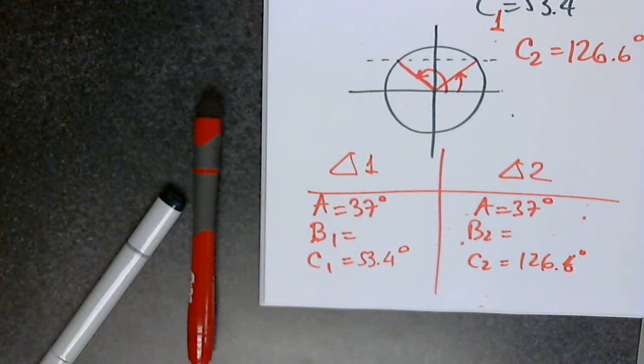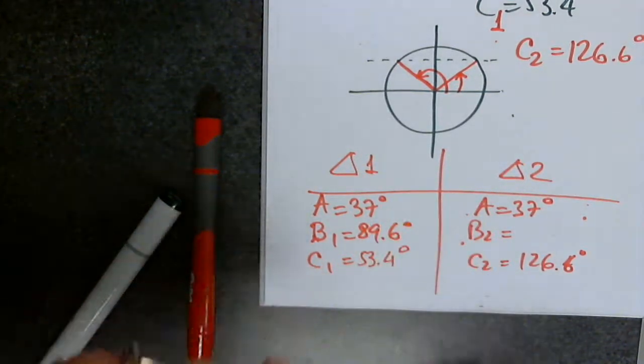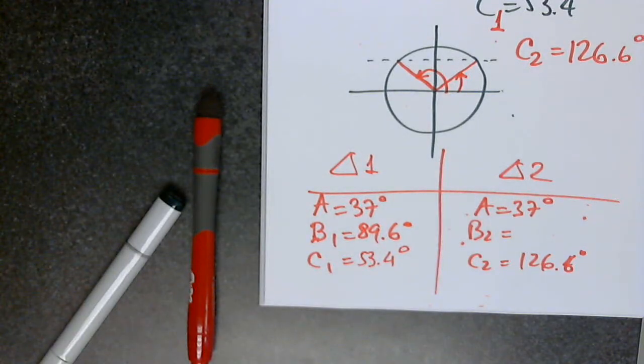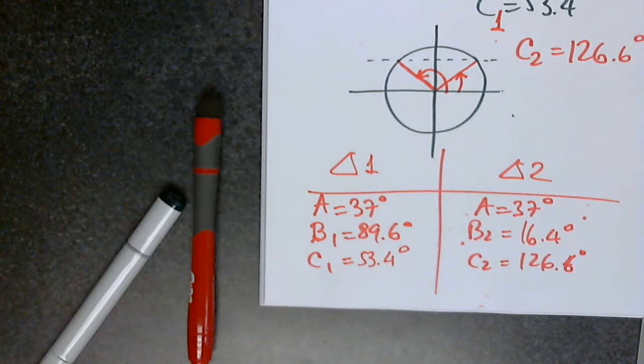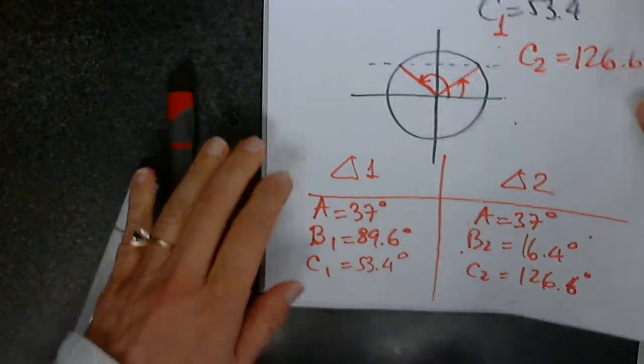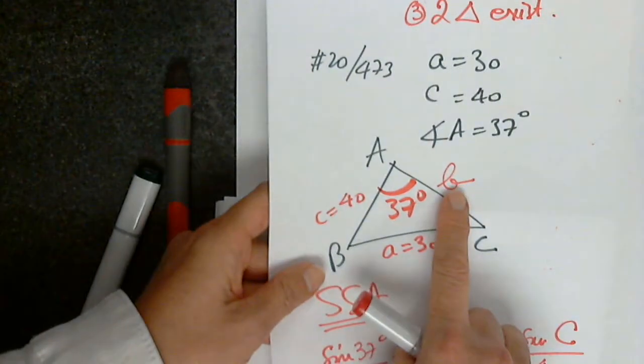From 180, I subtract 37, I subtract 53.4. I got 89.6. Good. And then from 180, I subtract 37, and I subtract 126.6. I got 16.4. It appears that there are two different triangles possible here. However, we're not done, because we have to determine side B.